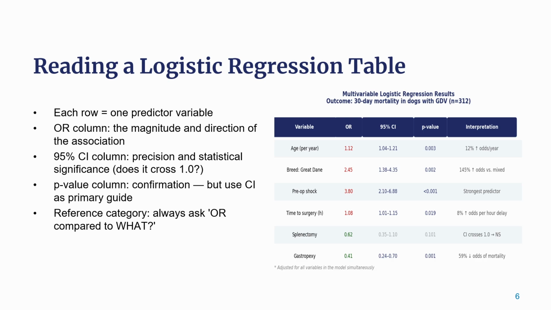If no, it is. For categorical variables like breed, always check the reference category. OR equals 2.45 for Great Danes means 2.45 times the odds compared to the reference breed. The reference group is always 1, even if you don't see it listed.